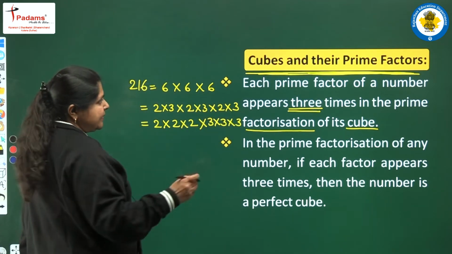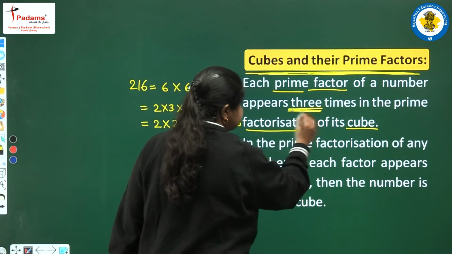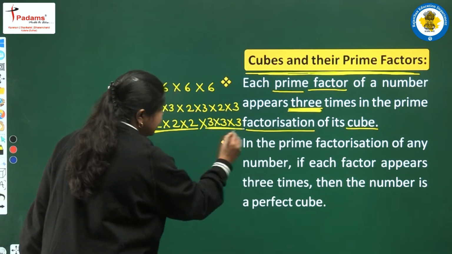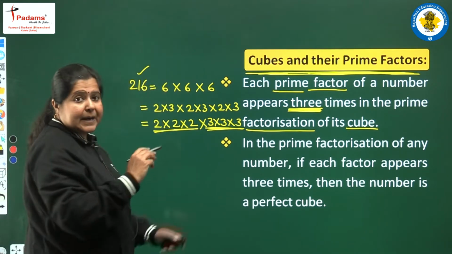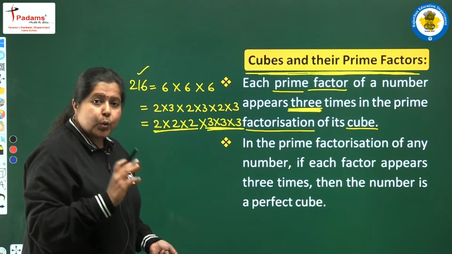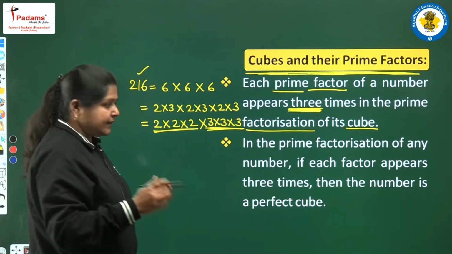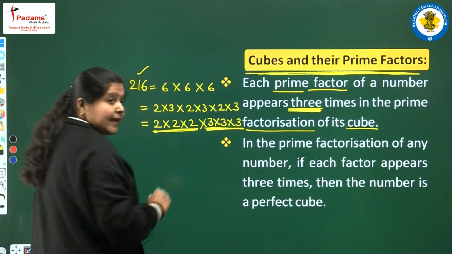So what is said here? Each prime factor of a number appears 3 times. So you see, 2 is appearing 3 times and 3 is also appearing 3 times. So whenever we do the prime factorization of a cube number, its prime factors will be found in triplets, in groups of 3. Here 2 is forming a group of 3, 3 is also forming a group of 3.